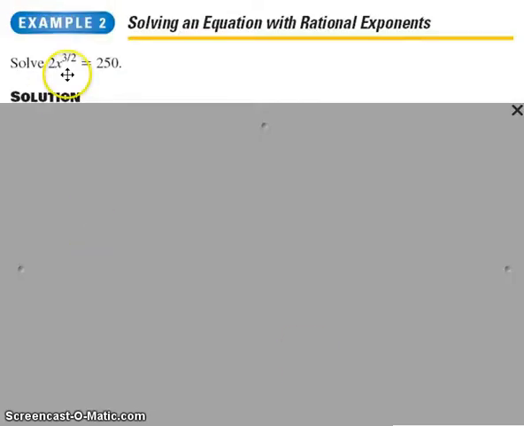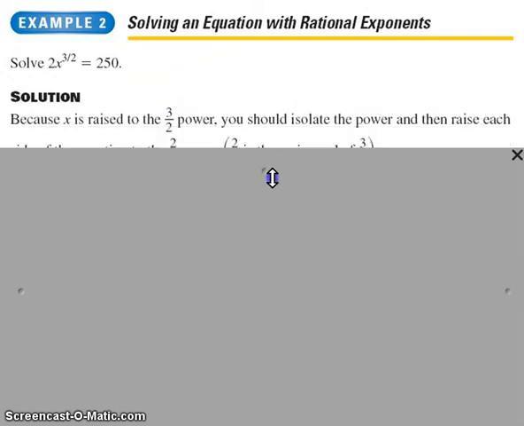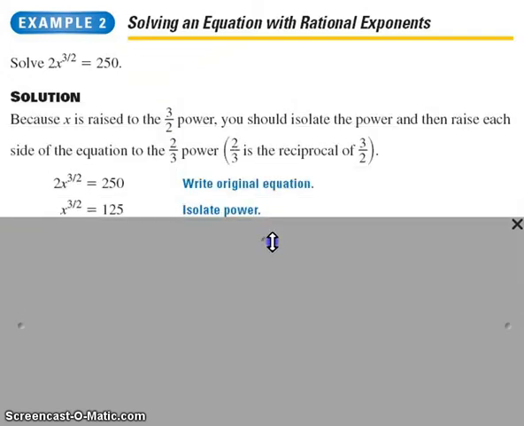Let's look at another example here, a little more complicated. Or at least coming at it from a different angle. This time you've got some multiplication to undo. And again, just like before, undoing in the opposite order of PEMDAS, get rid of the 2 first before you worry about getting rid of this rational exponent. So divide both sides by 2. And that's how you end up with x to the 3 halves equals 125.